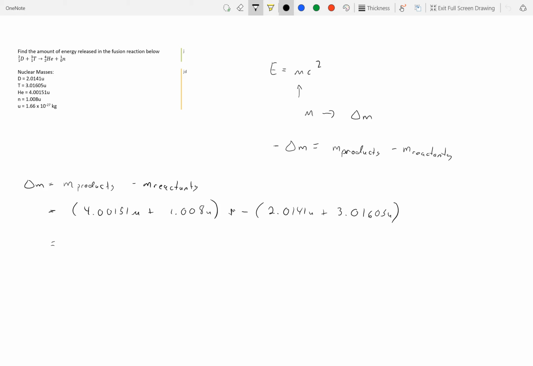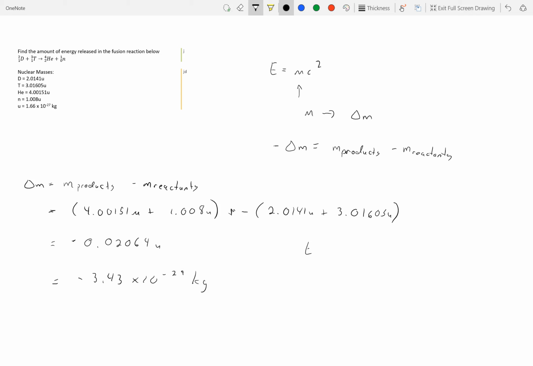So this is just calculator work. I just punch all that in, and I'm getting a change here of 0.02064 U, negative, representing that that's how much less mass there is in the products than the reactants. Using my value for U, I can figure out what that exactly is in kilograms. I got 3.43 times 10 to the negative 29 kilograms. Again, negative, that's a reduction.